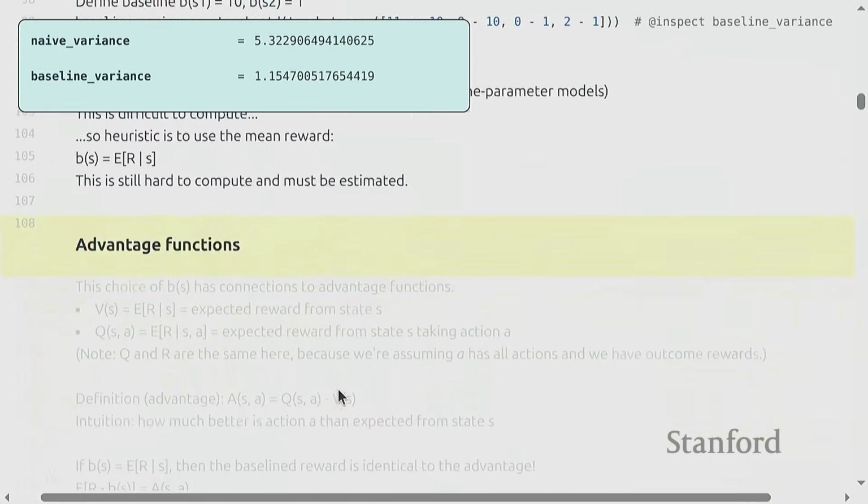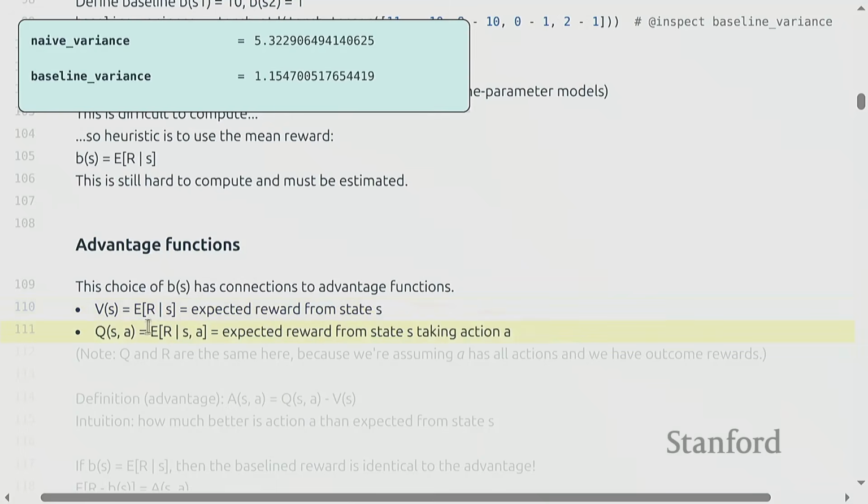Okay, so this particular choice has connections to advantage functions. In reinforcement learning, you typically have a value function, which is the expected reward given a state. And then you have a Q function, which is the expected reward given a state and a particular action taken. Note here that Q and R are the same because we assume outcome rewards and A has all the actions. In general, R is going to be like the returns from that state rather than just a single reward. Those two are the same for now.